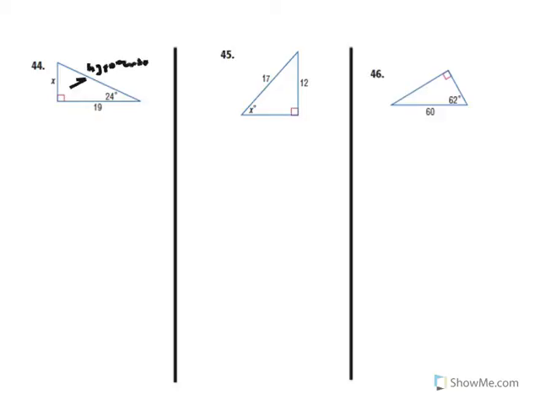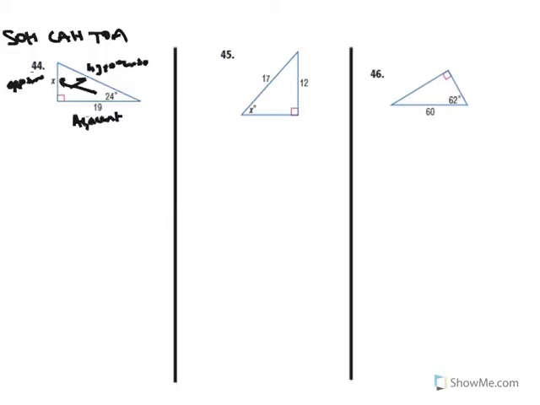The side across from the reference angle is the opposite. And the side next to the reference angle is called adjacent. Now we write our acronym SOH CAH TOA, and this will guide us what to do.